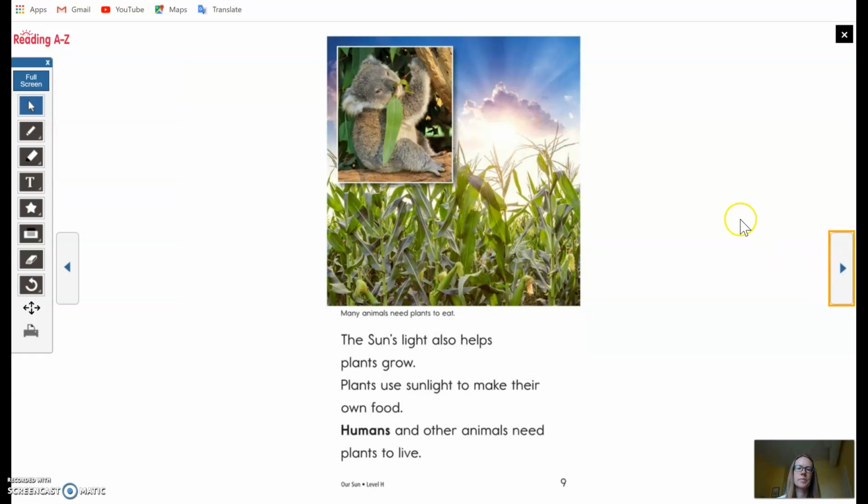You read. Let's read together. The sun's light also helps plants grow. Plants use sunlight to make their own food. Humans and other animals need plants to live.